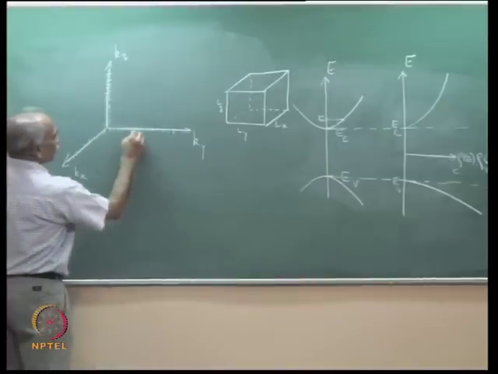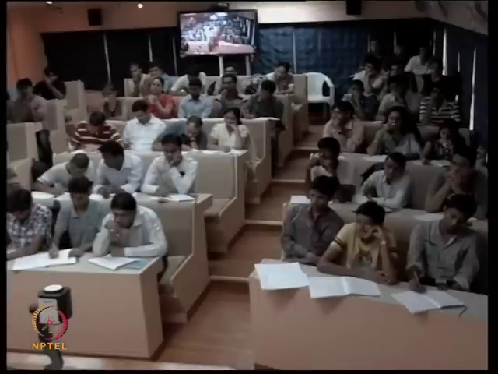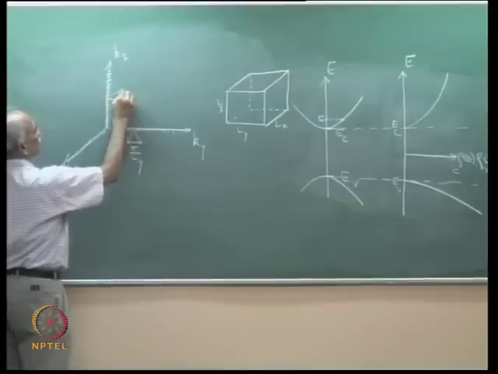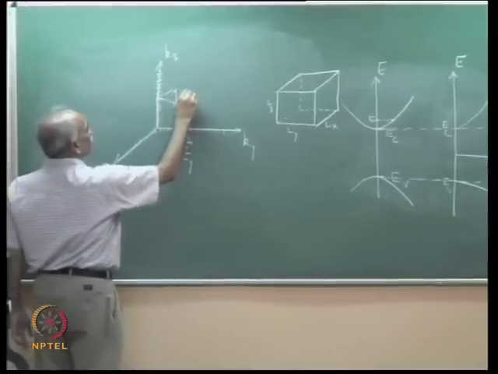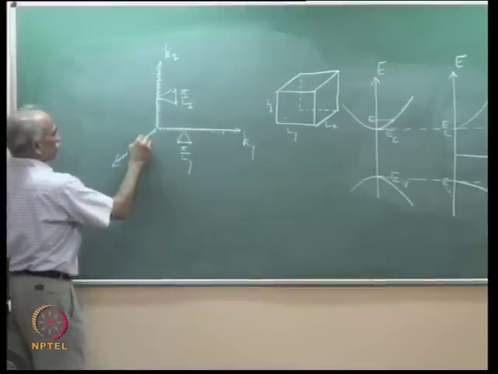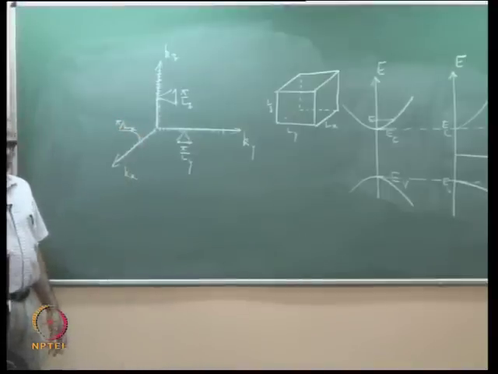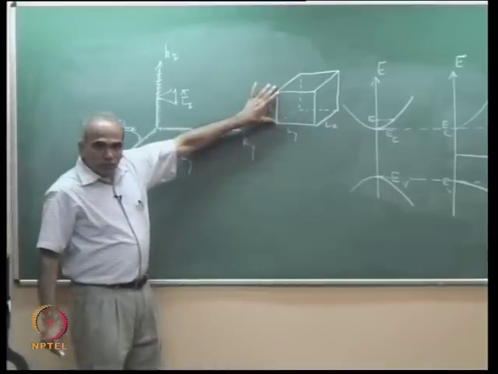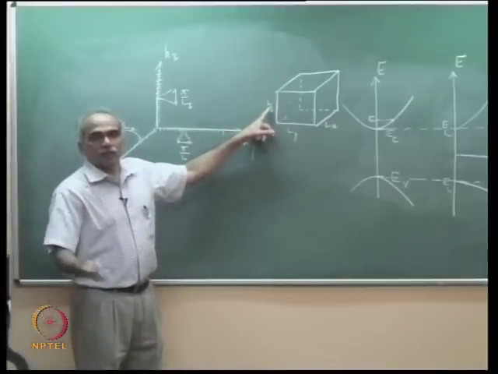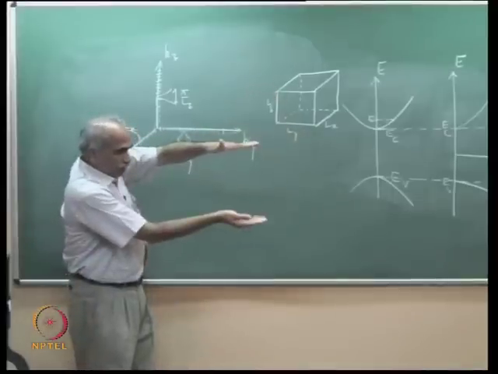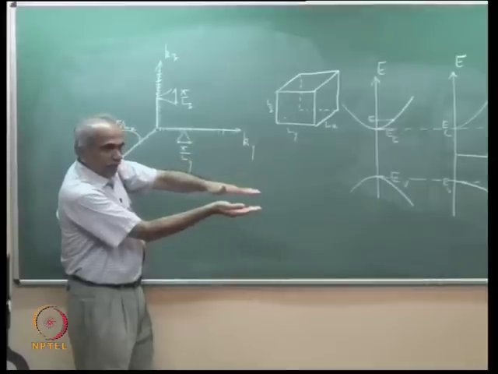The separation between 2 points here, so let me just zoom it, is pi by Ly. Separation between 2 points here is pi by Lz, and separation between 2 points here is pi by Lx. Suppose I reduce this dimension. This was 1 millimeter, let us say 1 millimeter. I want to reduce this. As I reduce this dimension, that is, we are reducing the vertical dimension here, Lz.